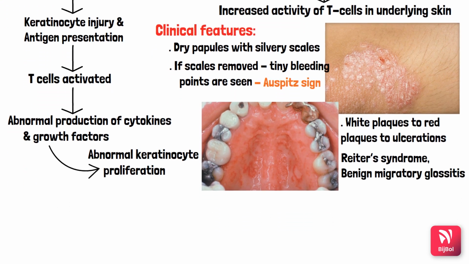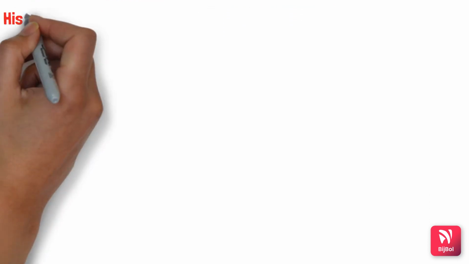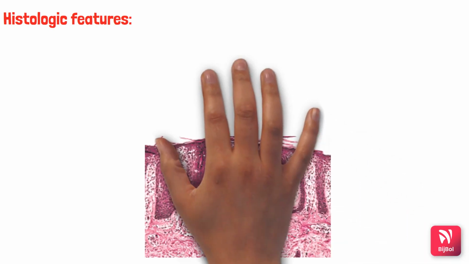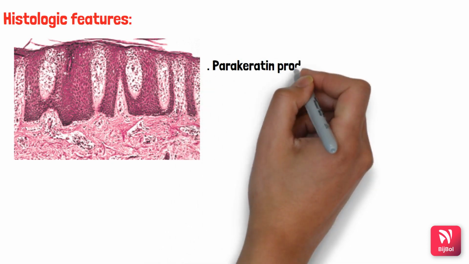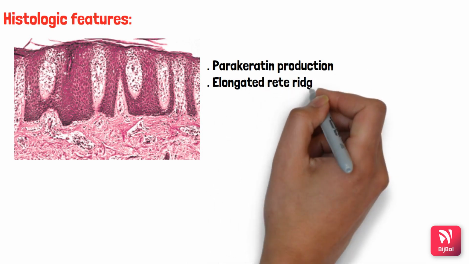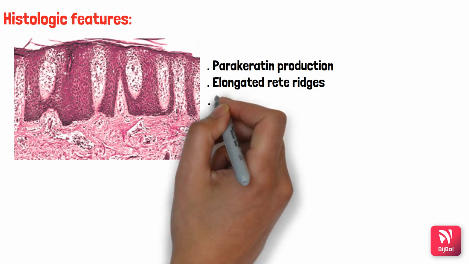Now let's see the histological features. As there is abnormal keratinocyte proliferation, histologically what do we see? There will be parakeratosis, definitely. Increased parakeratin production will be there. And as there is increased epithelial proliferation, there will be elongated rete ridges, as you can see in the picture. And the connective tissue papillae also start to show dilated capillaries.